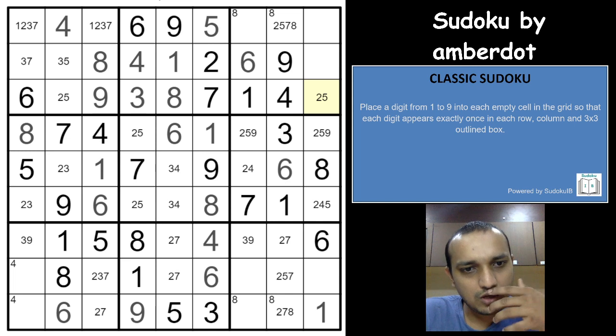Come on, now it shouldn't be a tough one, I think. What am I doing here? 3, 5, 7. 2, 3, 4 and 5. 3, 4. So 1 is eliminated from this cell.